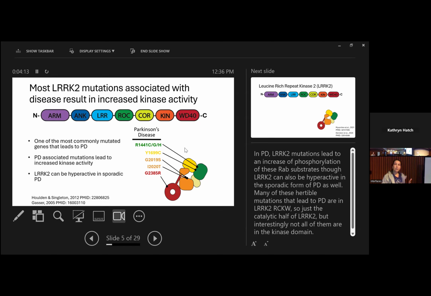But interestingly, I mentioned that there are these genetic, or heritable, versions of LRRK2 that lead to Parkinson's disease, but LRRK2 can also be hyperactive and hyperphosphorylate RABs in sporadic forms of Parkinson's disease, so where it's not a heritable form. And so both that fact and the fact that it's a kinase, which are fantastic drug targets, make it a really nice, important target for trying to treat Parkinson's disease.